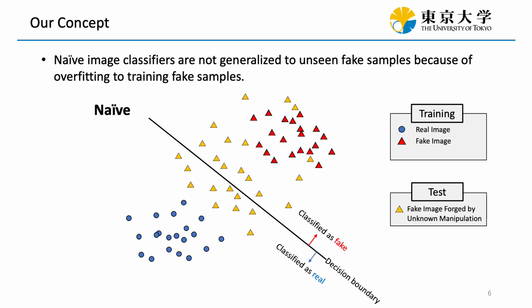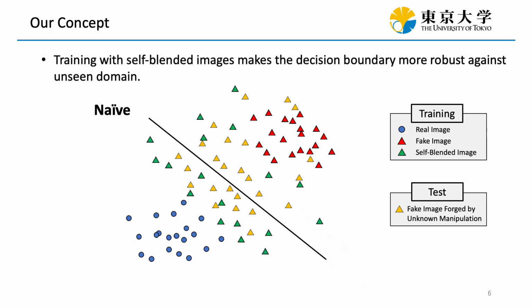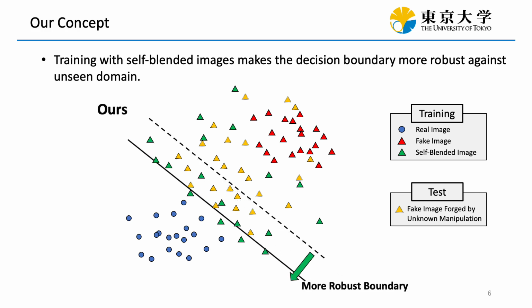Our solution is simple. First, naive image classifiers do not generalize to unseen fake samples because of overfitting to training fake samples. Our key idea to solve the problem is that training with more general and unrecognizable fake samples encourages the decision boundary to be more robust against the unseen domain.